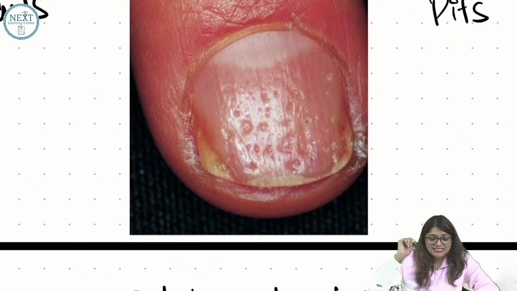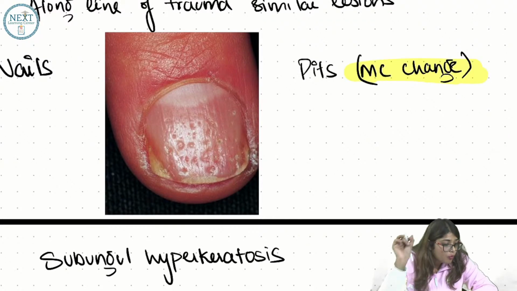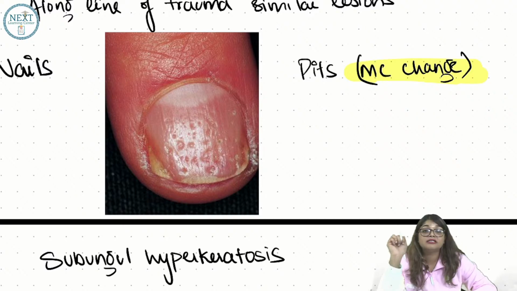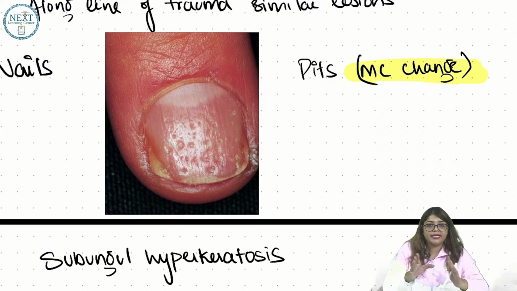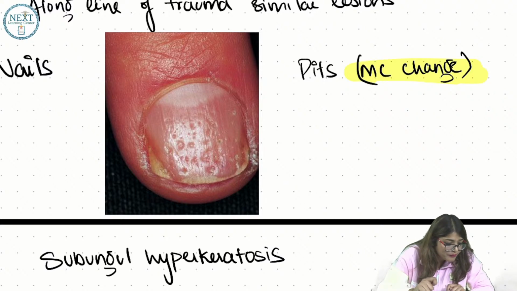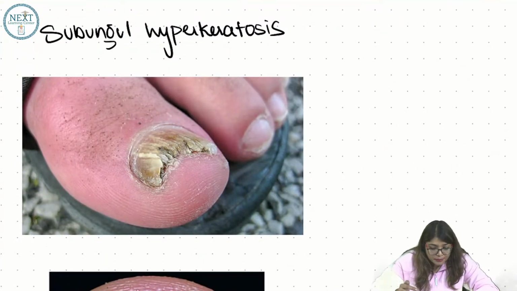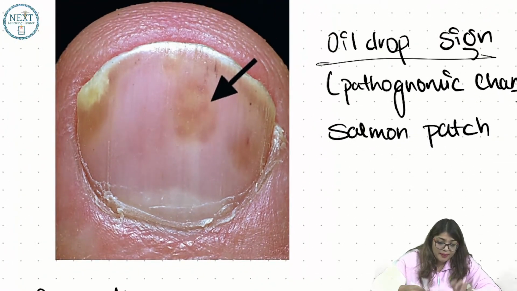Okay, so this is the most common change in psoriasis. What is the most common change in psoriasis? It is pitting. Once again, say it with me. What is the most common change in psoriasis? Pitting. But what is the most pathognomonic change in psoriasis? Can you tell me that also? Most common, but what is the specific or pathognomonic change? What is that change? Very good. You have subungual hyperkeratosis, but this is the pathognomonic change.